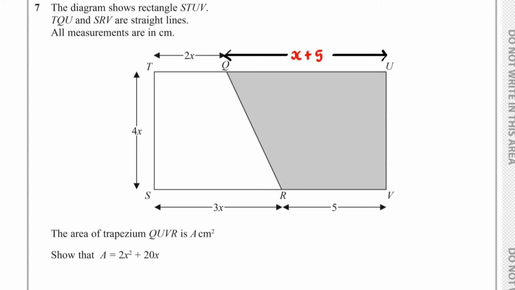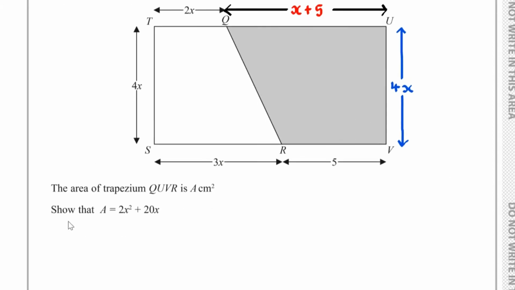We also have the height of the rectangle, which will be 4x. And so what we can do is find out the area of the trapezium. The area A equals 1/2 multiplied by the sum of the two parallel sides.